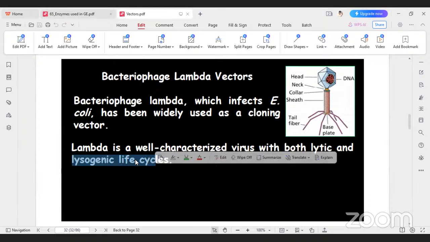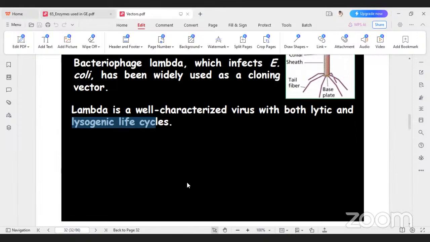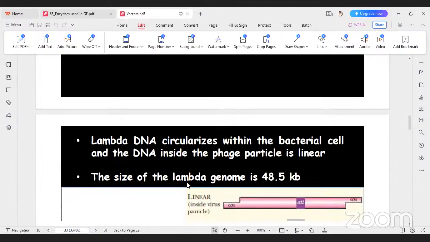Actually, this is not your part. Lytic cycle, lysogenic cycle. Lytic cycle means if the bacteriophage attacks the cell, the bacterial cell lyses immediately. That is the lytic cycle. But in lysogenic, it takes some period of time to divide the bacteria. It takes some time. That is called lysogenic.